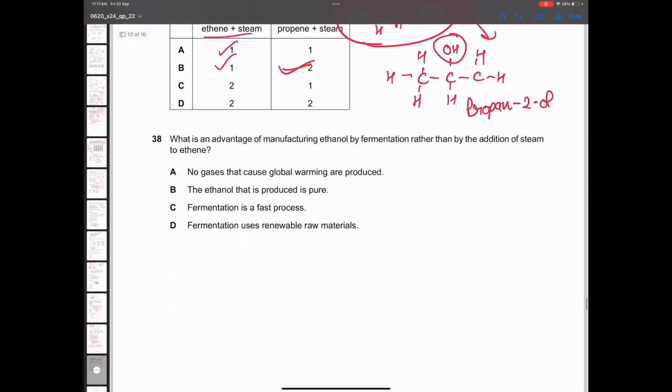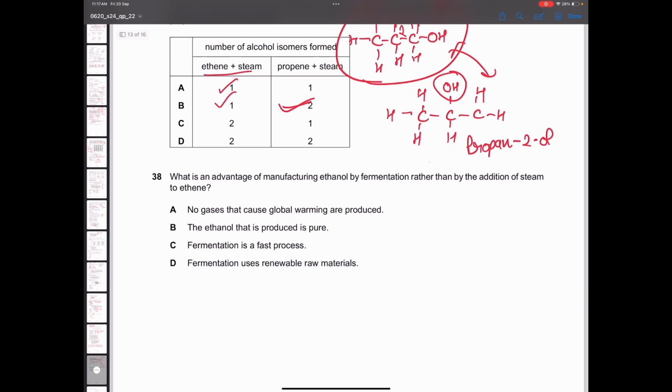Next question. What is the advantage of manufacturing ethanol? This is a question that they're simply asking you. You can manufacture ethanol by two methods. One is fermentation of sugar. The second is addition of steam to ethene. The issue with addition of steam to ethene is that ethene is a hydrocarbon and it is a non renewable resource.